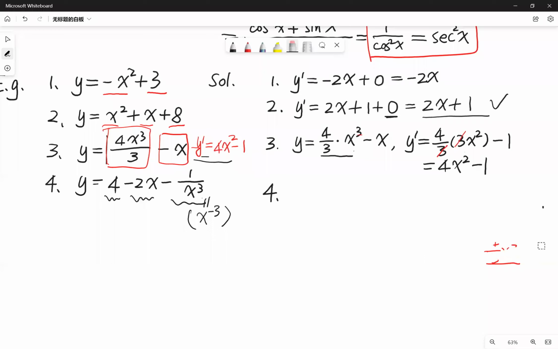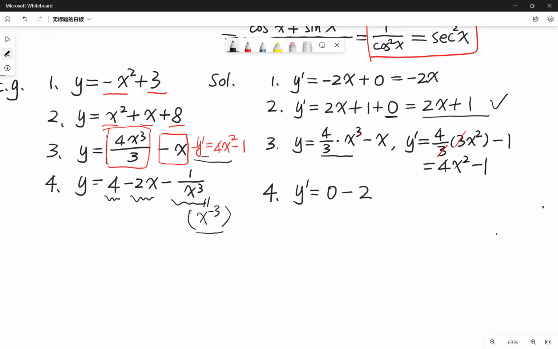And for the first one, we regard the last factor, 1 by x cubed, as x to the power minus 3. And we calculate the differential of them one by one. The first one is 0. And the second one is minus 2.